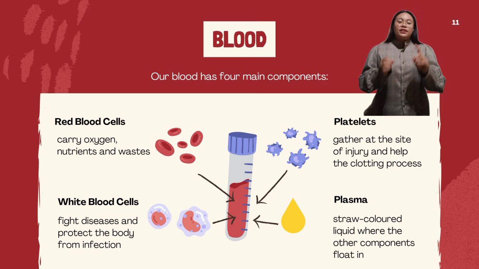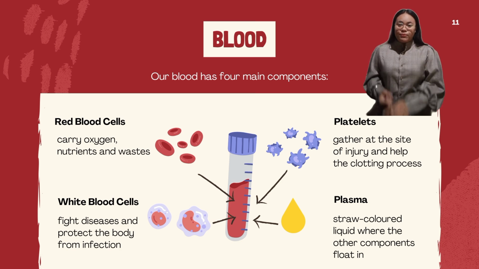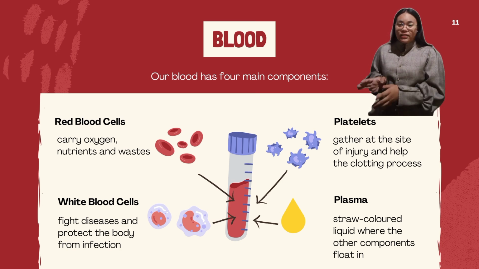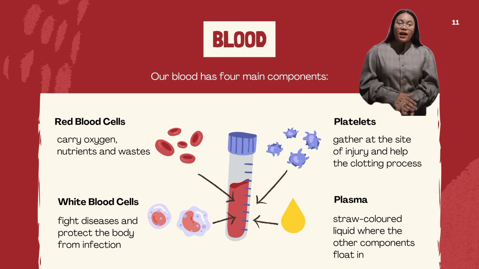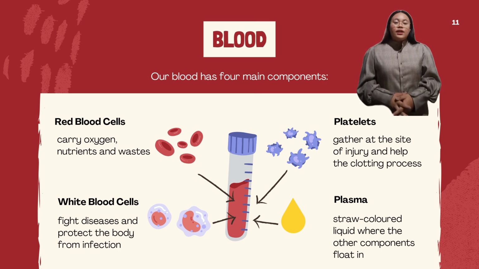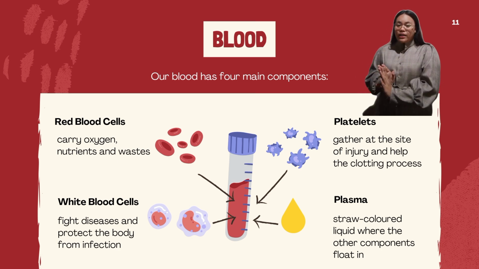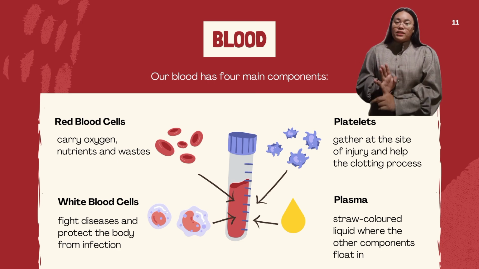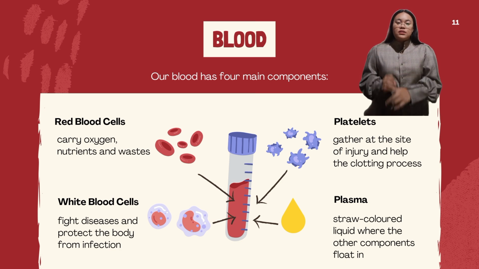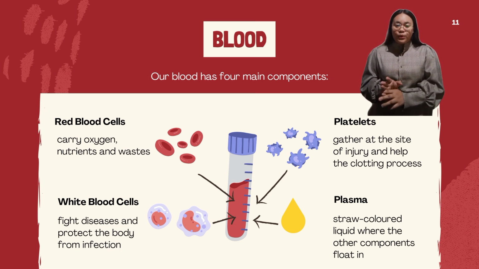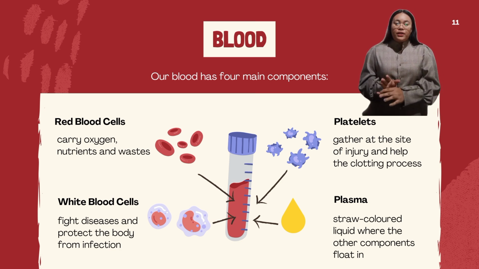Let's discuss the other 2 of the 4 main components. The third is the platelets. Platelets gather at the site of an injury and help the clotting process. The fourth, and last, component of blood is plasma. Plasma is the liquid in which the other components float.